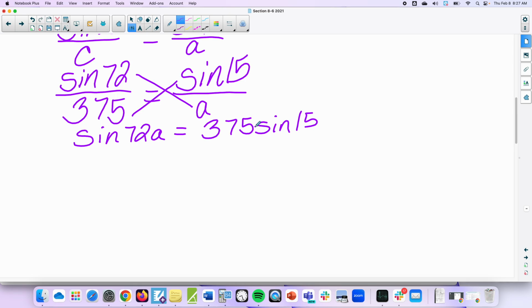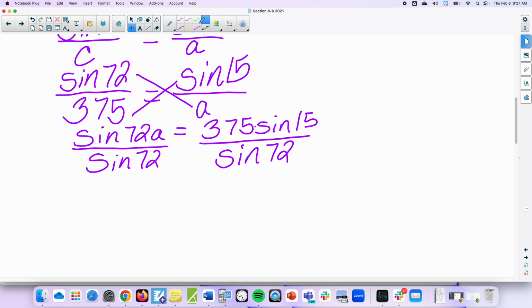Now, I need to solve for a, so I am going to divide. This is like sine of 72 times a, so I'm gonna divide by sine of 72. This is important, you guys. When you're doing this, after this, hit enter on your calculator before you divide by sine of 72, okay? So let's go ahead and do that on our calculators.